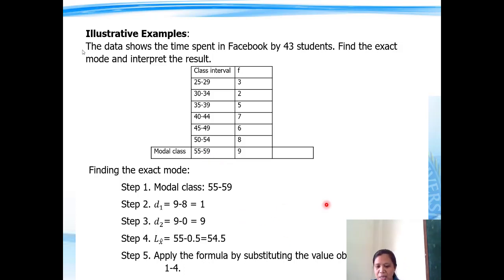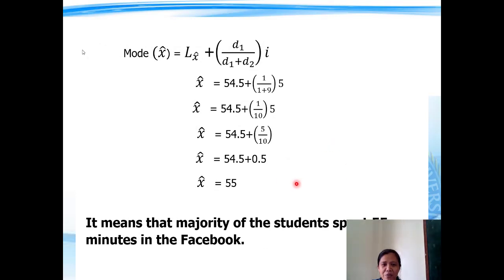So we will now apply the formula. By applying the formula, we have now our mode. The mode is 55. It means that the majority of the students spend 55 minutes on Facebook.